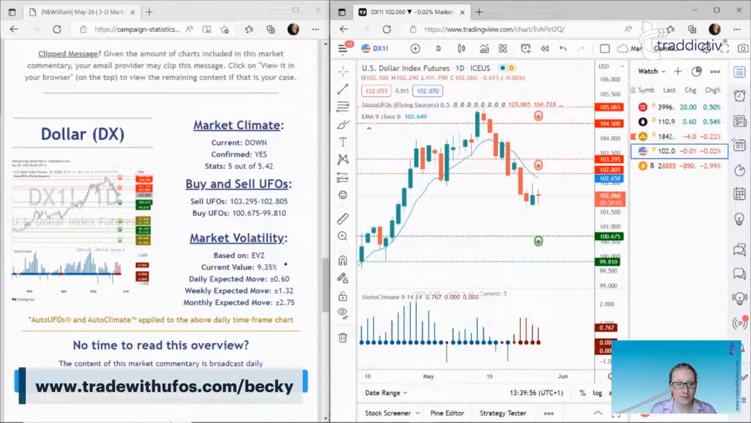Now, when it comes to volatility, we'd expect movement up or down in 1 year of 9.35%. In a day, that's 0.6 points. In a week, 1.32 points. And in a month, 2.75 points. So that's the US dollar.